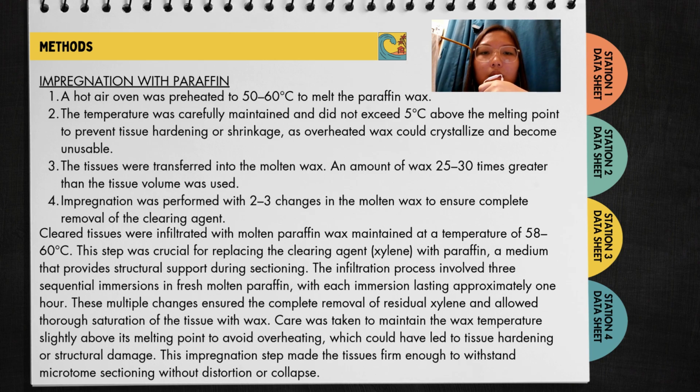Care was taken to maintain the wax temperature slightly above its melting point to avoid overheating, which could have led to tissue hardening or structural damage. This impregnation step made the tissue firm enough to withstand microtome sectioning without distortion or collapse.